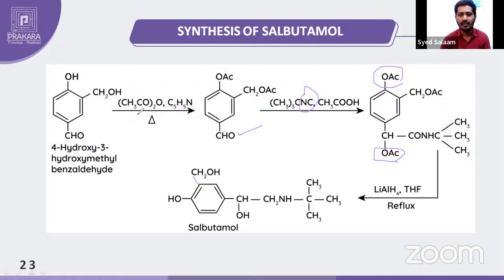Initially, first we are protecting the hydroxyl groups by acetylation, so that the reaction doesn't happen on this position. Then we will be attaching our tertiary butyl moiety. After addition of the butyl moiety, deacetylation gives us the final salbutamol.